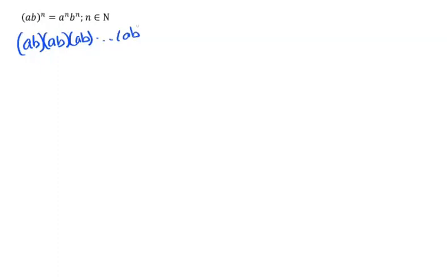but if we continually gather all the a's together and all the b's together, we know that we have the commutative law and distributive laws and associative laws, etc. So we can write all the a's together and we can write all the b's together, like that. But we know here we have n times.